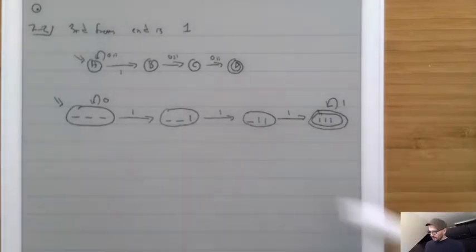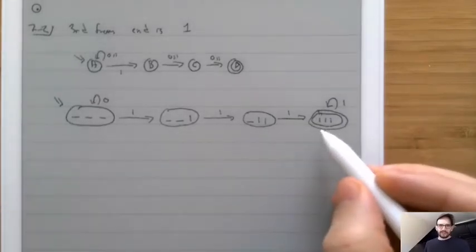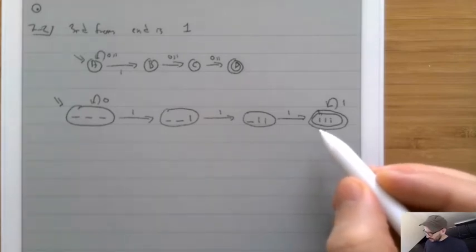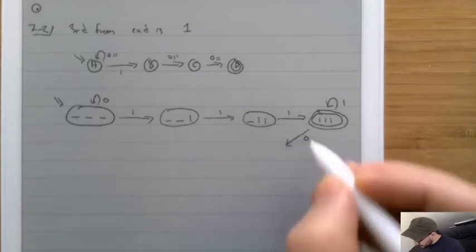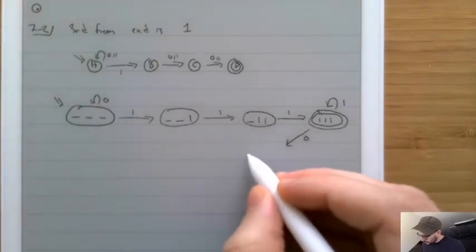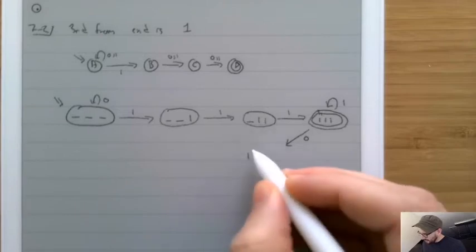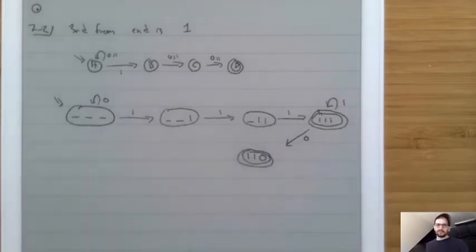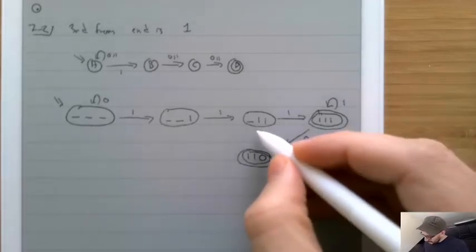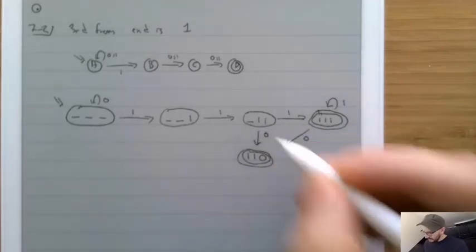But now, what would happen if at this point we saw a 0? Well, at this point, if we saw a 0, then we would go to a state where we saw 1, 1, 0. And that would also be an accepting state because 3 times ago we saw a 1. And if we saw a 0 here, it would go to the same place.